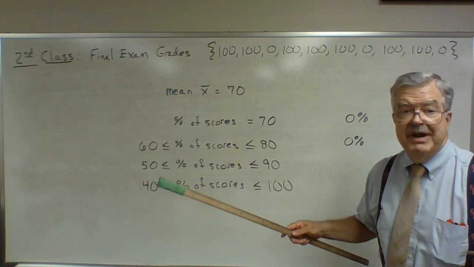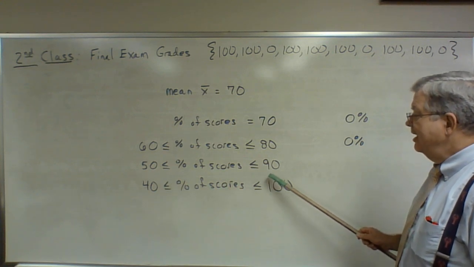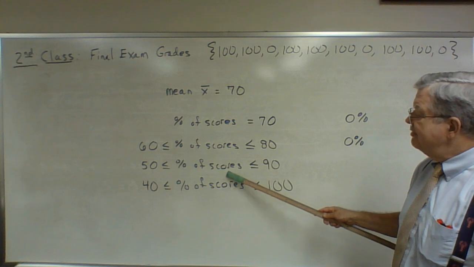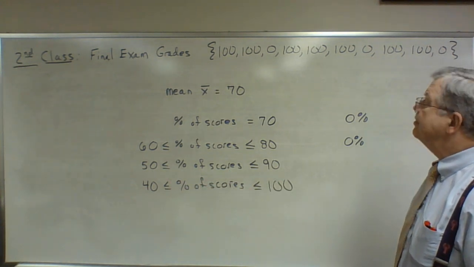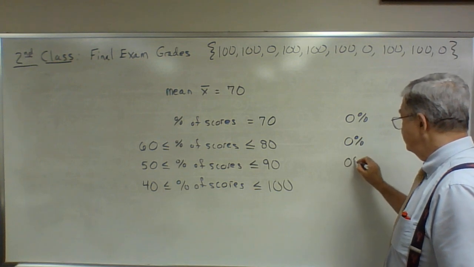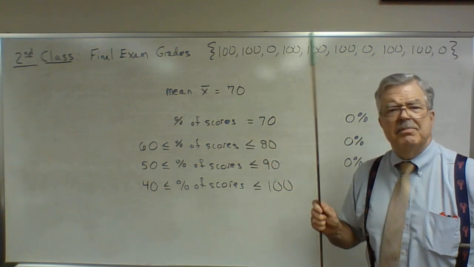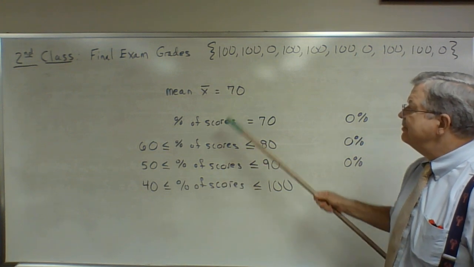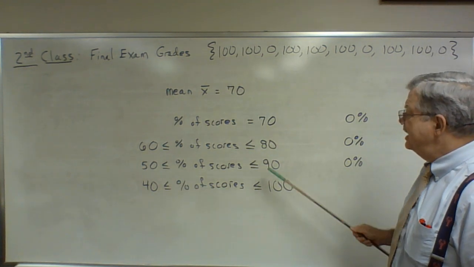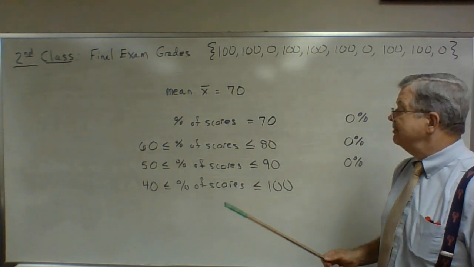Well, let's just expand the range a little bit more. What percentage of the test scores are between 50 and 90? That's 20 points either way from the mean of 70. If we look up here, none. Well, this is really weird. We have a class average of 70, and yet not a single person in the class scored within 20 points of our mean. 70 minus 20 is 50. 70 plus 20 is 90. Not a single person in the class came within 20 points of the mean.